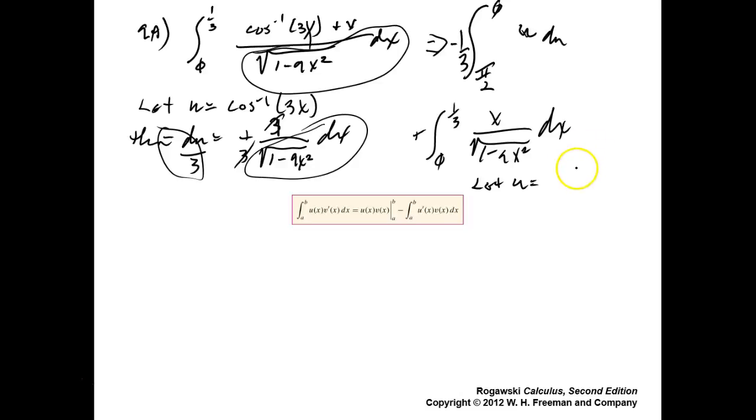The u is going to be 1 minus 9x squared. Yes, 9x squared. And then du is going to be minus 18x. Yep, perfect. And then divided by negative 18, both sides. And there's also a dx out here. Okay, got it.